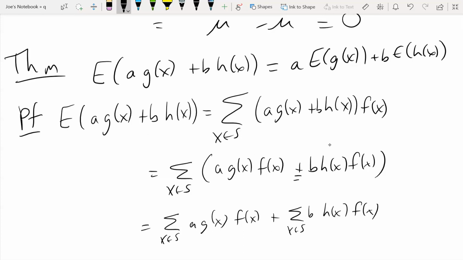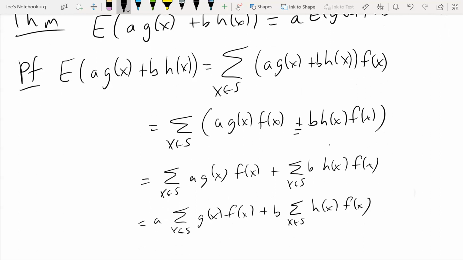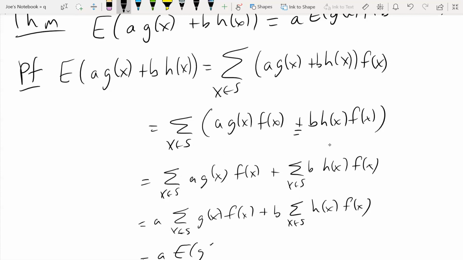What did we do next? We noticed we had a constant, so what can we do with the constant? Take it out in front, so that the a and the b are constants, we can pop them out in front. And then what did we do at the end? Well, now I have function times PMF. That's just the expected value of that function, right? Same thing over there. So we're done with this proof because it's literally what we wanted. This is a times the expected value of g of x, plus b times the expected value of h of x.